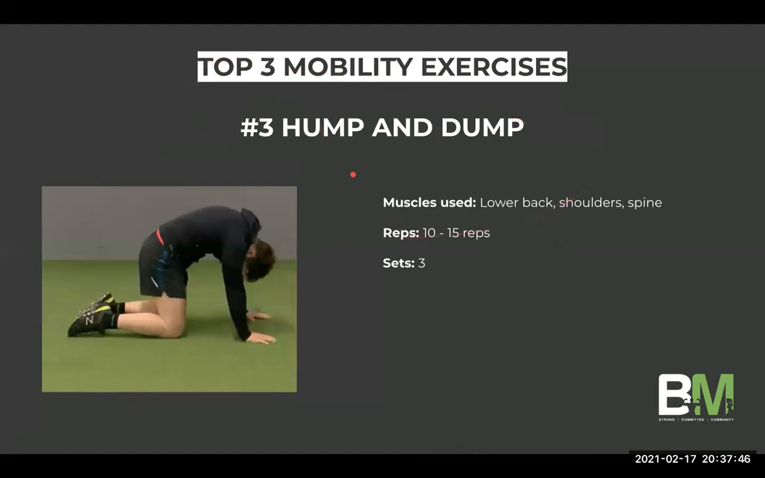The hump and the dump, what a fantastic name. The muscles used and mobilized are your lower back. As you can see here, get a nice bit of controlled flexion there. Your shoulders, so mainly your shoulder blades, get a nice bit of movement in there, and then your spine is getting a nice flexion as it goes into that movement, and then it's getting a good bit of extension as you go back into the other movement, which will make sense once you watch the video.